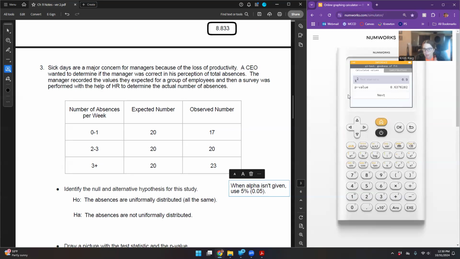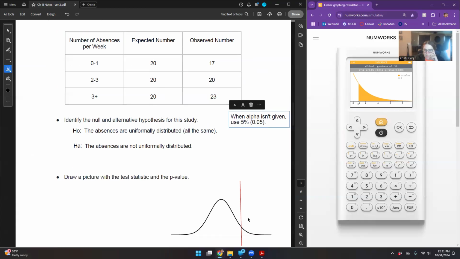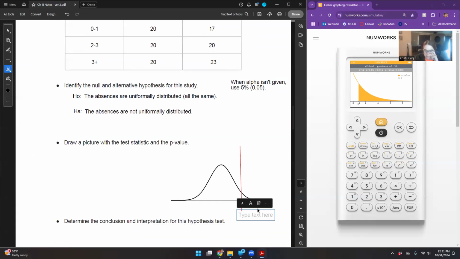So let's see how that is interpreted on our graph. Okay, so we have our alpha right here. 5% of the graph is at 6, so this would be our alpha, and our p-value. So alpha, that's 5% right here. 5% of the graph is over here, 6 and beyond. Our p-value, it says 63%. I'll go back and make that bigger.